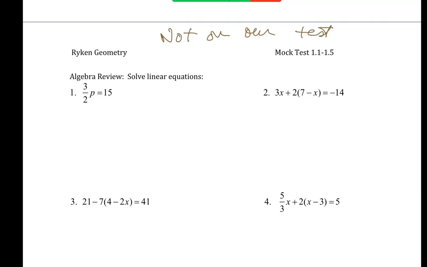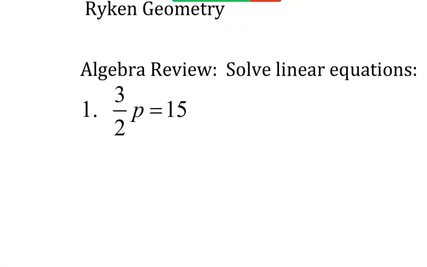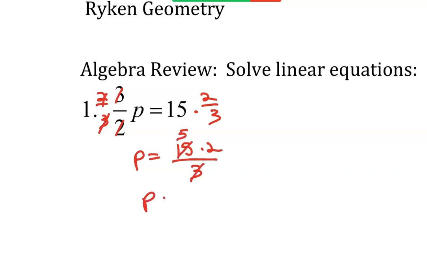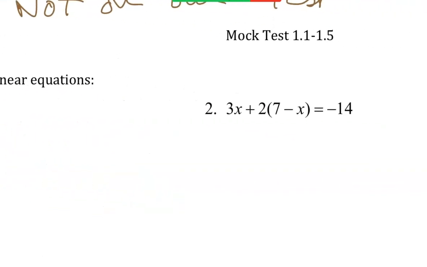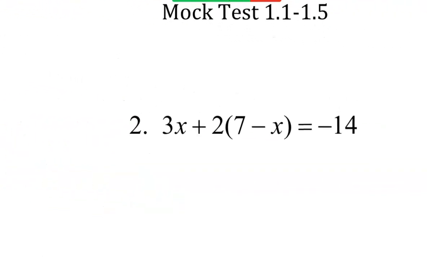If I want to get P by itself, the easiest thing to do is multiply by the reciprocal. Do that on both sides. These 3's cancel, these 2's cancel. P equals 15 times 2 over 3. 3 goes into 15 5 times. P will equal 5 times 2, or 10. That is my answer. Again, I'm not going to test this, but this is information that you need to be able to comfortably work with.